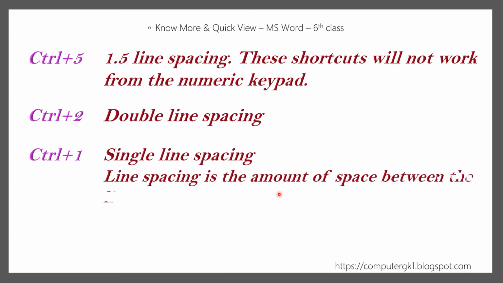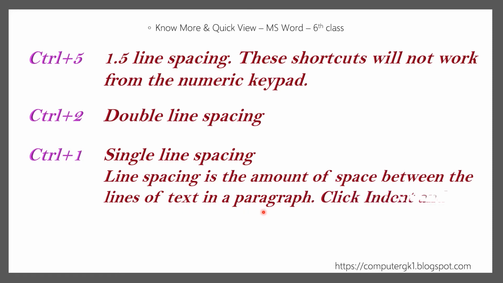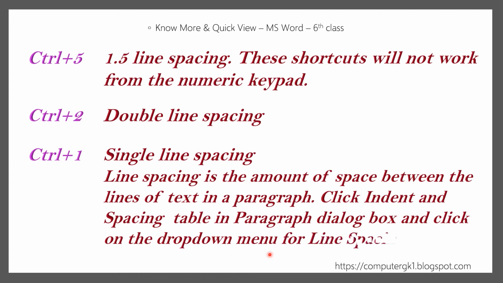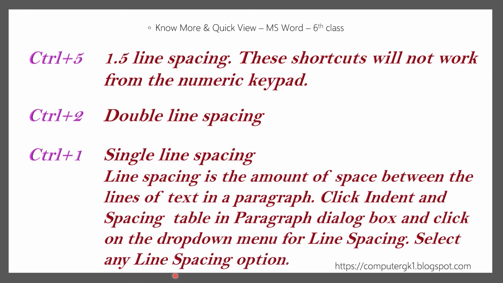Line spacing is the amount of space between the lines of text in a paragraph. Click Indent and Spacing tab in Paragraph dialog box and click on the drop-down menu for line spacing. Select any line spacing option. So, Control plus 5 is 1.5 line spacing, Control plus 2 double line spacing, Control plus 1 single line spacing. So, these are the shortcuts.